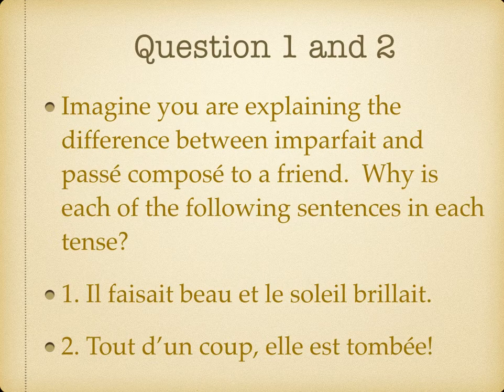Okay, so questions 1 and 2. So imagine that you are explaining the difference between imparfait and passé composé to a friend in class who's not really quite sure what's going on. So, in one sentence, tell me why each of the following sentences is in either the imparfait or the passé composé. So number 1, il faisait beau et le soleil brillait.